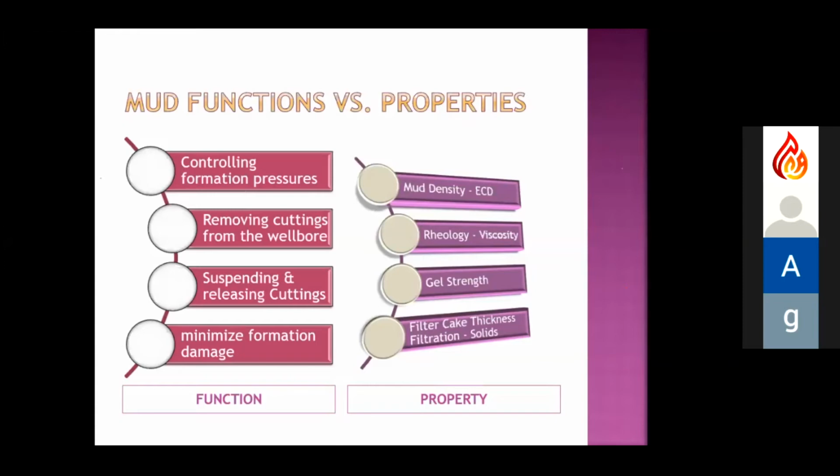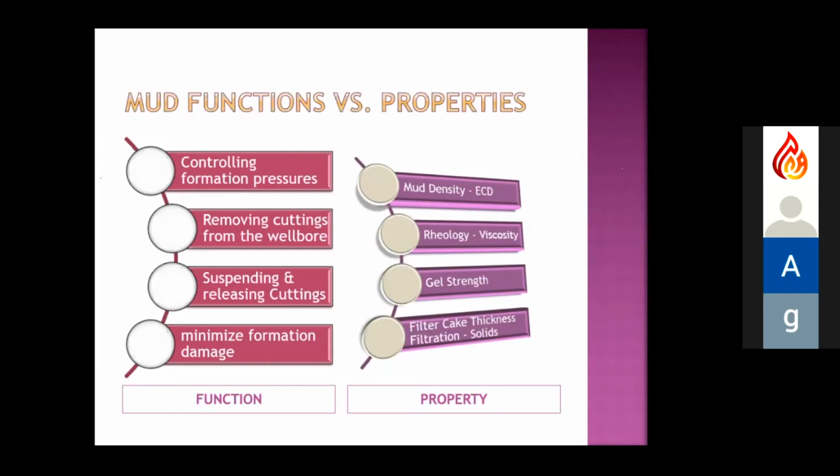When we say controlling formation pressures, the property here is the mud density or ECD. Mud density is in the static condition, while ECD is the equivalent circulating density, the dynamic mud weight. When you are in the dynamic condition, your mud pump is on, which means you have more pressure than the hydrostatic column. So for controlling formation pressures, we have to think of mud density or ECD.